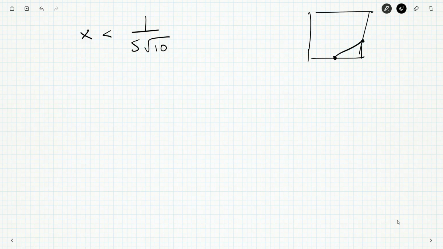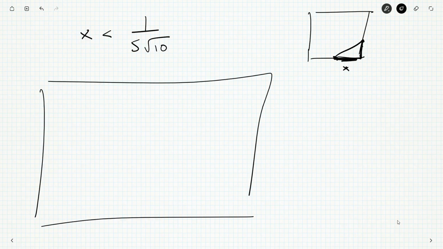I need my giant grid of rectangles to be wide enough and the slope shallow enough that I could get a little x here and a little something up. So I just need x here to be less than 1 over 5 root 10. Now, this x distance, I think I can calculate it, because we're inside this big rectangle.